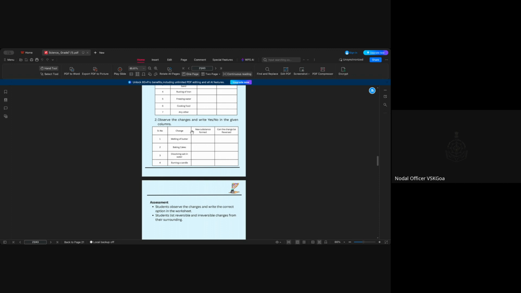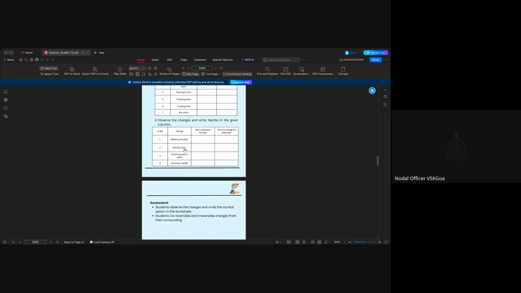When you observe the changes and what students are writing on the worksheet, that will be the assessment part. And also you can give them an extended task wherein they can list reversible and irreversible changes from their surroundings. So that will become a page.